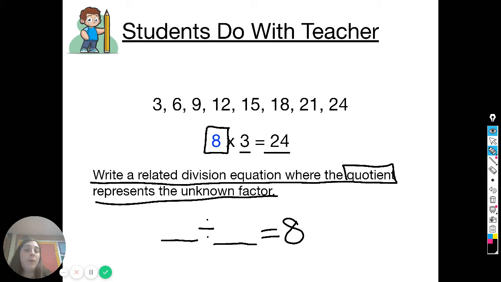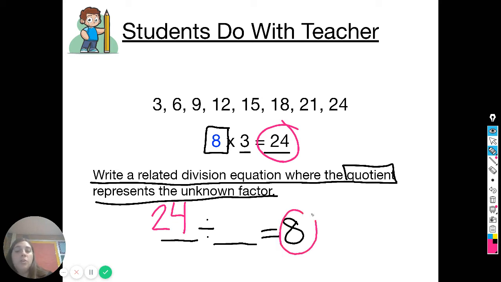Okay, so go ahead and compare your answers with mine. We know the big number always comes first, or our total. Our total is 24, so that has to go first. We already filled in our quotient as our unknown factor, so the only number left is our 3. 24 divided by 3 equals 8.